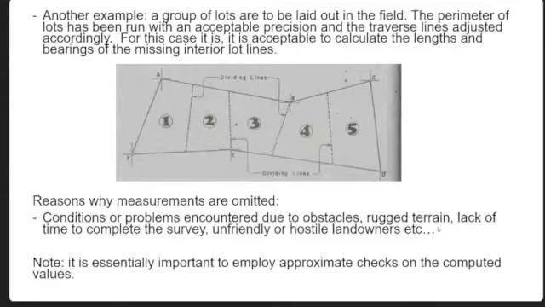Okay. So, ayan nga, reasons why measurements are omitted: obstacles, rugged terrain, lack of time, and unfriendly, hostile, or landowners. Or pwede, inabutan din tayo ng ulan, kaya hindi na natin nagawa yung ating survey. Note, it is essentially important to employ approximate checks on the computed value. Okay. So, para ma-avoid yung mga error, we should do approximate checks sa mga values.